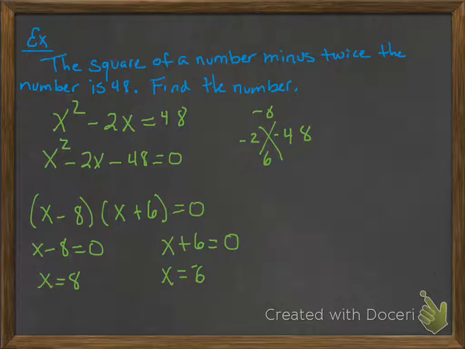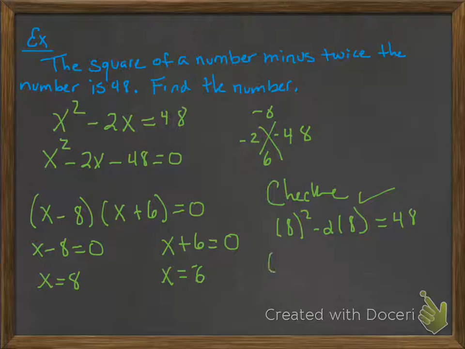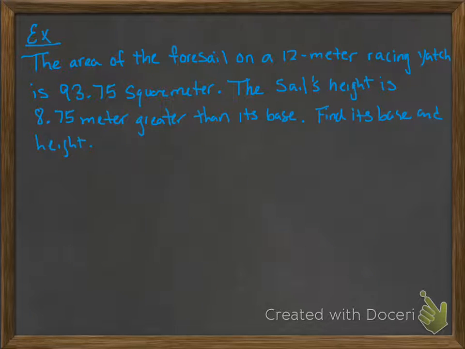From here, I can go back and check. And I plug in 8 squared minus 2 times 8. Does that equal 48? And that's a yes. And negative 6 squared minus 2 times negative 6. Does that equal 48? And again, checking those both work. Alright, we have two more examples I'm going to run you through.